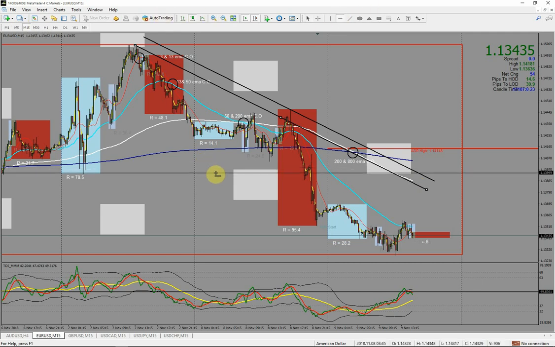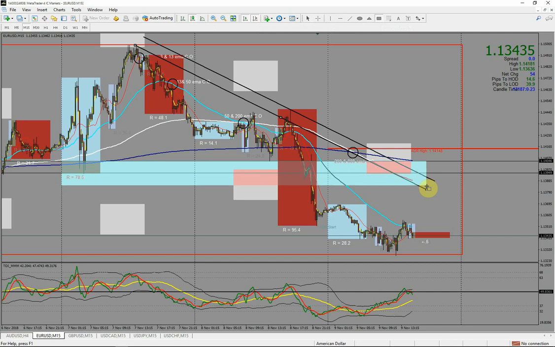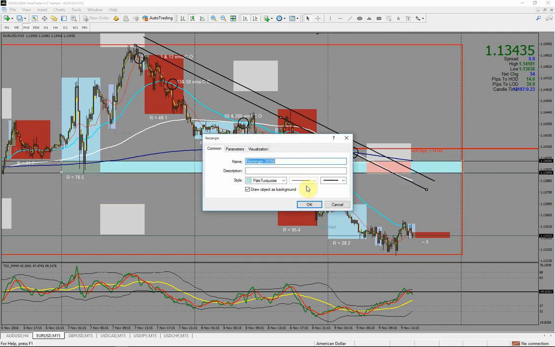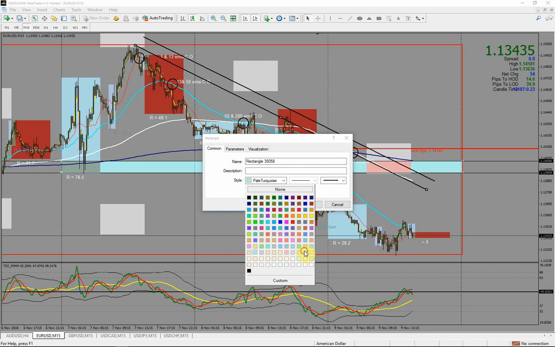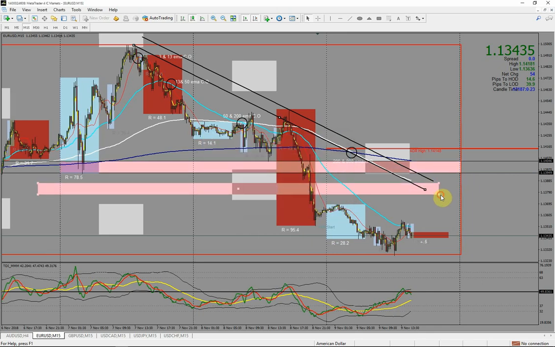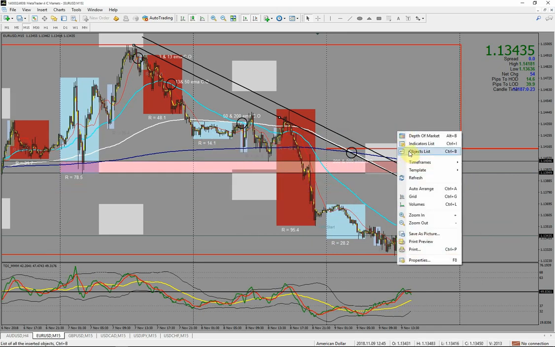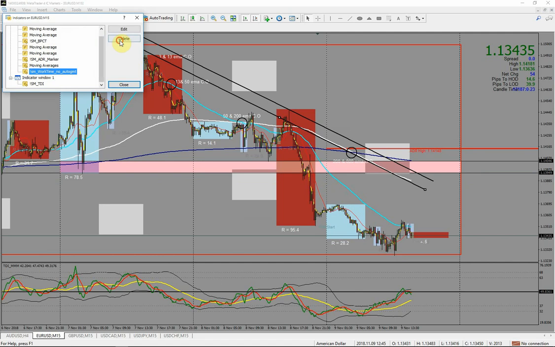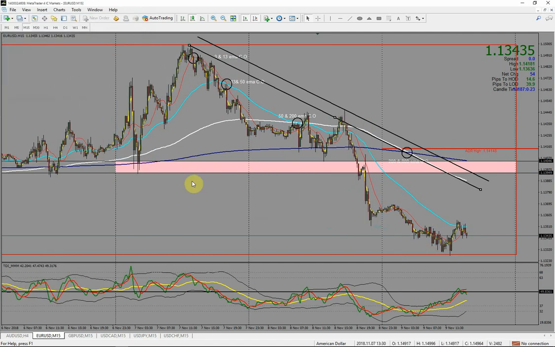What do I have there? So I also have that. This is my previous support, which might potentially turn into resistance, and which might give me a good entry opportunity going south. Let me just change that into a pink color, and then also remove that auto GMT indicator there. So now you can see what I'm talking about.